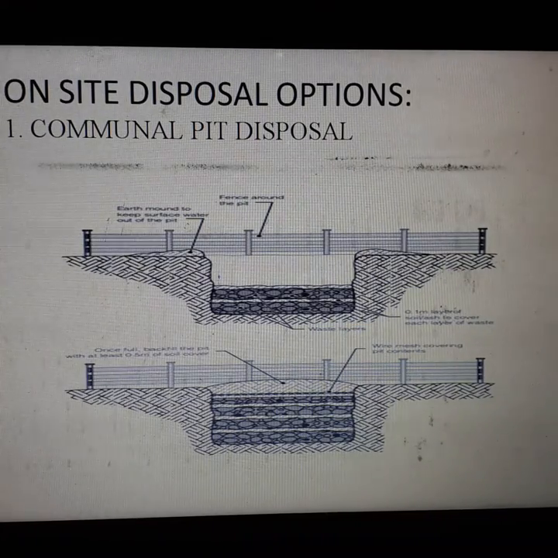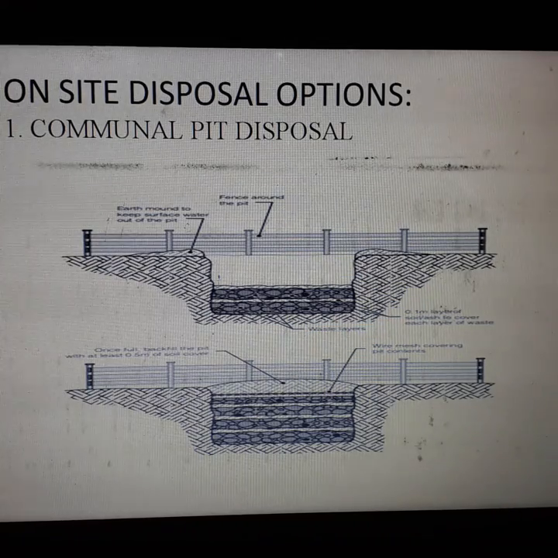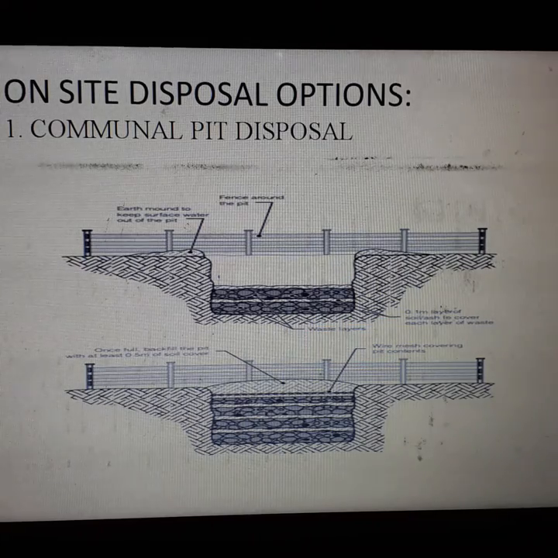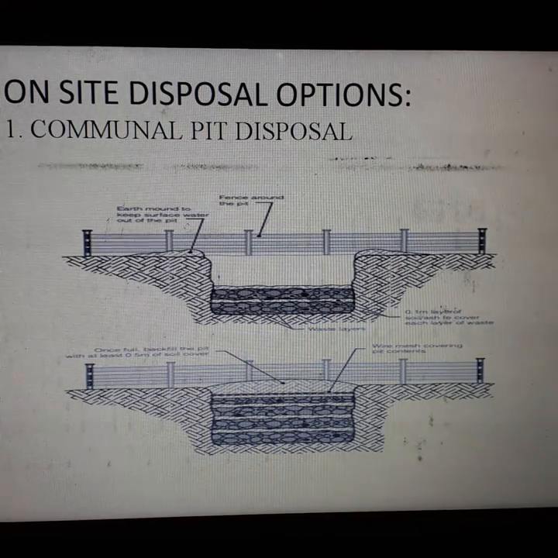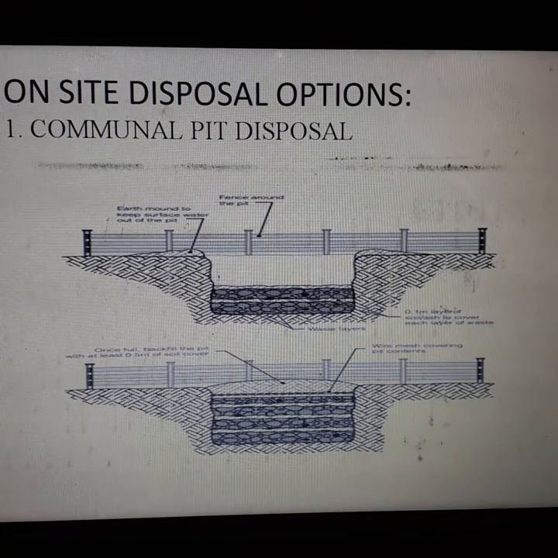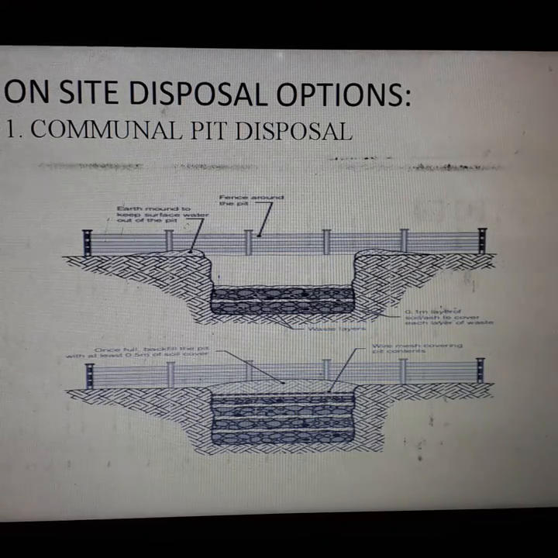Next is on-site disposal. What is on-site disposal? The technology choices outlined below are general guidelines for disposal and storage of waste on site. These may be adapted for the particular site and situation in question. First is common pit disposal.